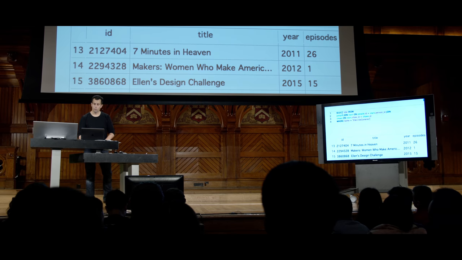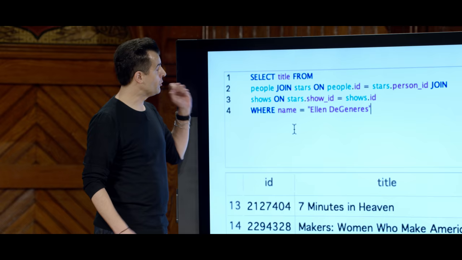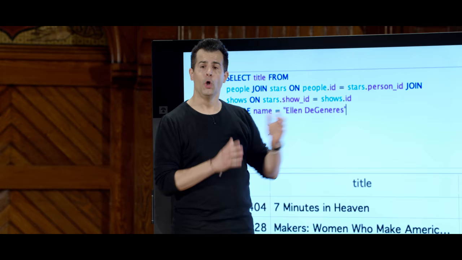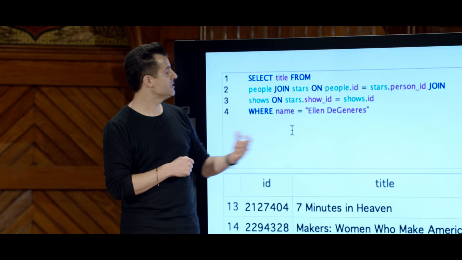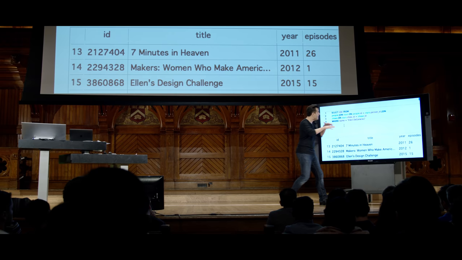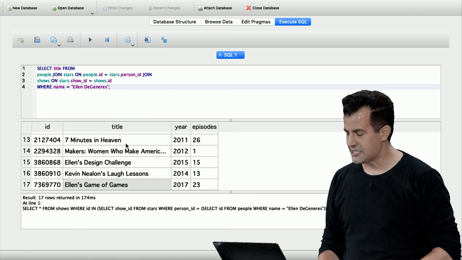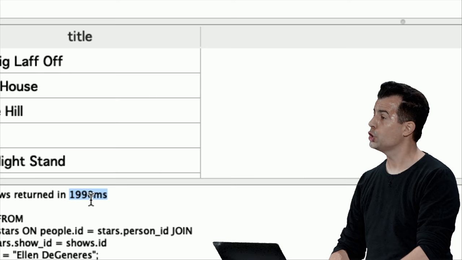Notice that I've selected the title of the show from the following, the result of joining people on stars. How do you join the people's table and the stars table? Well, people have IDs. Stars have person IDs, according to the diagram. What else do you want to join together? Let's join all of that with shows. How? Well, let's go ahead and say stars.showID equals shows.ID. So it's a way of linking transitively multiple tables together and then filter all of that with a name of Ellen DeGeneres. This is what we would call an explicit join. And if I click play there, notice it's taking a moment, took in fact 1990 milliseconds, almost 2 human seconds.